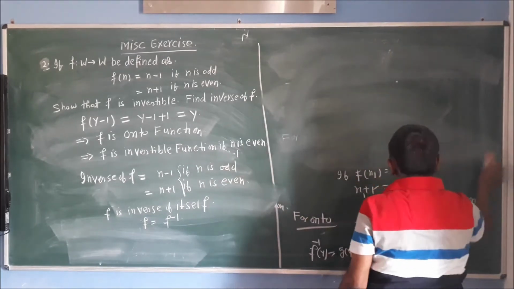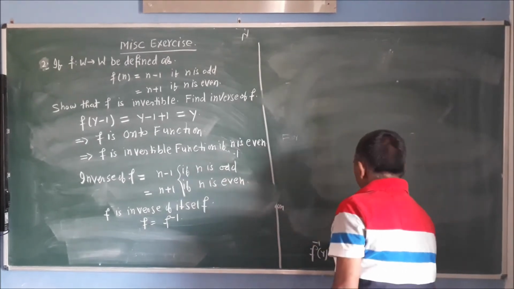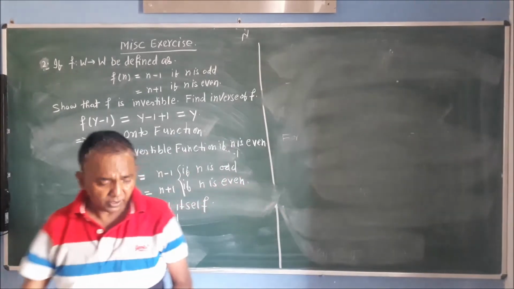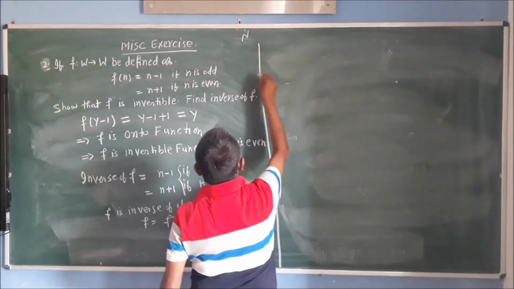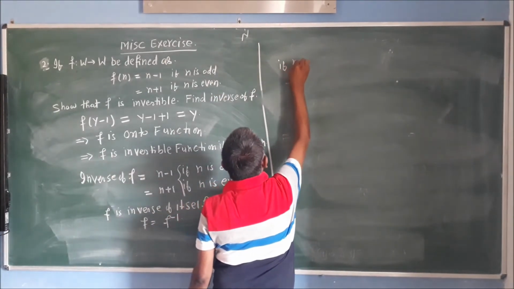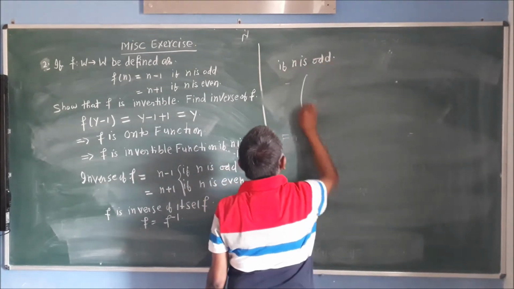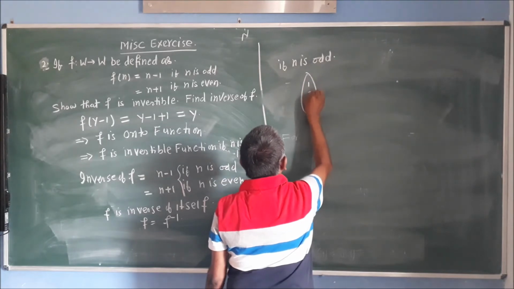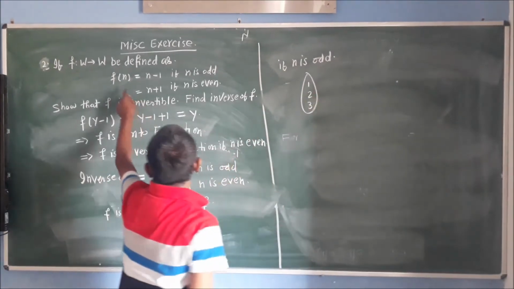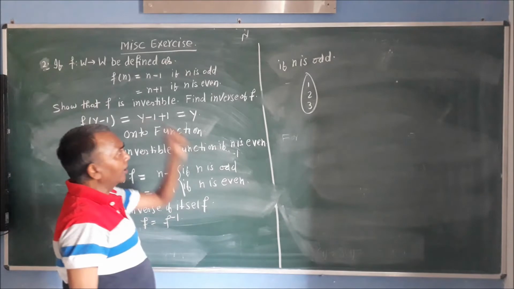So see here an example. I have taken a function. See the first condition: if n is odd. So for the first condition, we have taken odd numbers 1, 2, 3. All these belong to the whole numbers. These are the elements of the whole numbers.